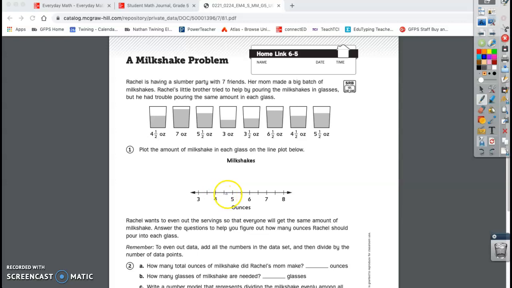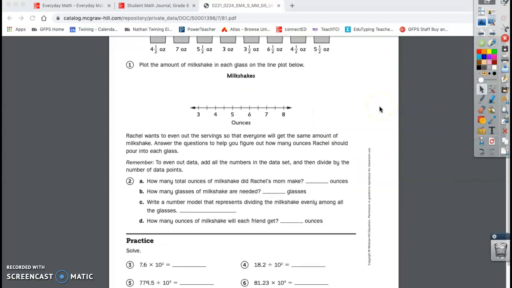So I want to go at 4, I want to go at 5, I go to 4.5, and I put an X, and then to make it easier for myself, I'll cross out this to let me know that I've done that. Okay? Then you're going to fill in, you're going to have 1, 2, 3, 4, 5, 6, 7, 8. You'll have 8 total X's on your line plot. Once you have all 8 of those X's in, you're going to come down here and it says Rachel wants to even out the servings so that everyone will get the same amount of milkshake. Answer the questions to help you figure out how many ounces Rachel should pour into each glass.